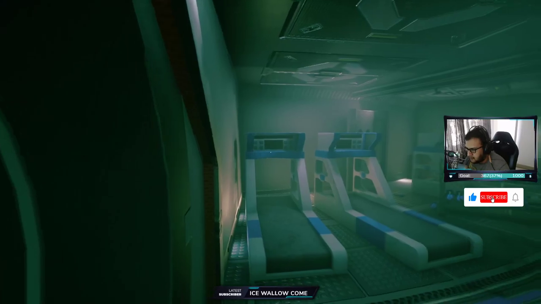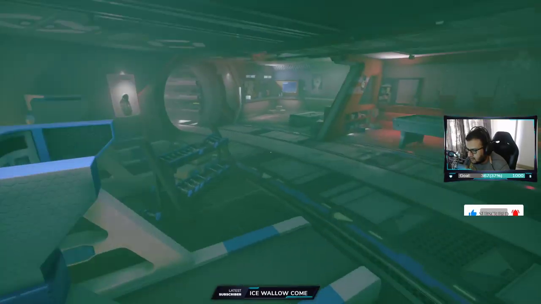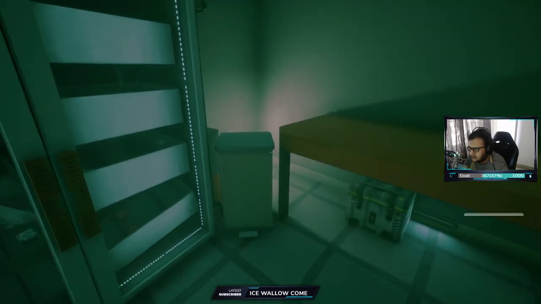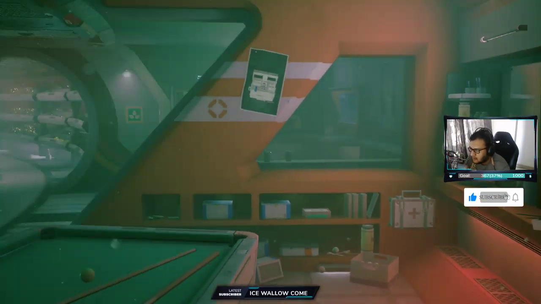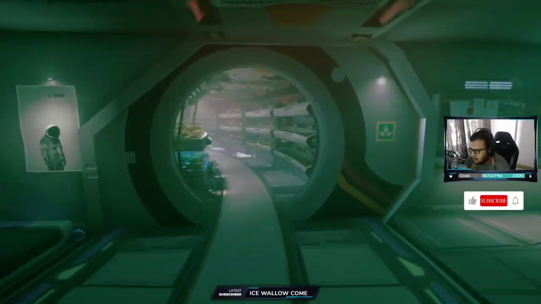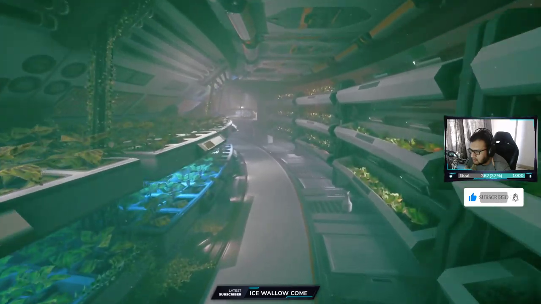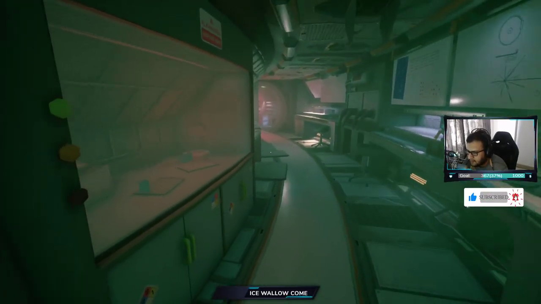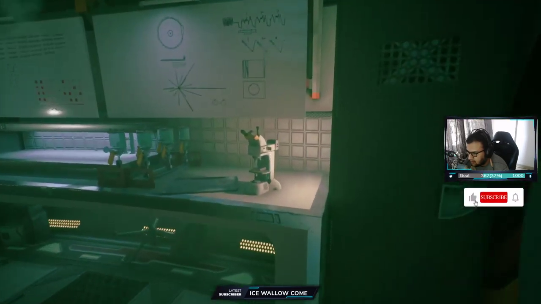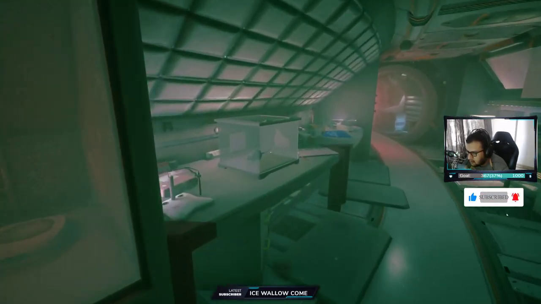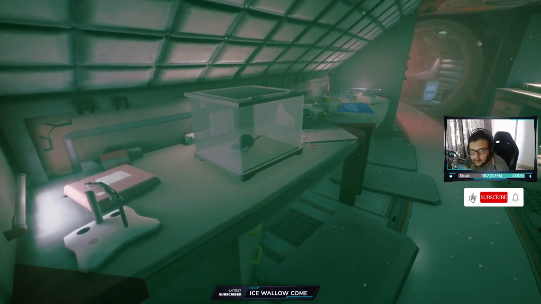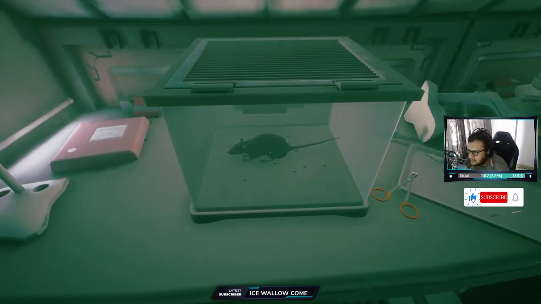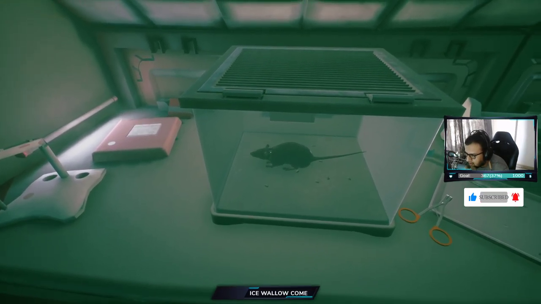Okay, pool tables are back, but this is off. The power to the treadmills are off. Pool table is back. Okay, this is also back. The hand is back. There's a glass now in there. I have got this. The rat is back. What the fuck? The rat is back, but its head is, see, attached.